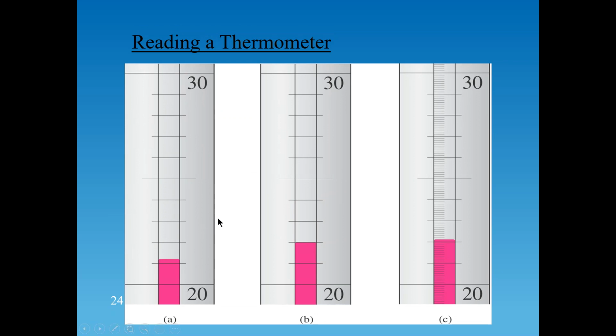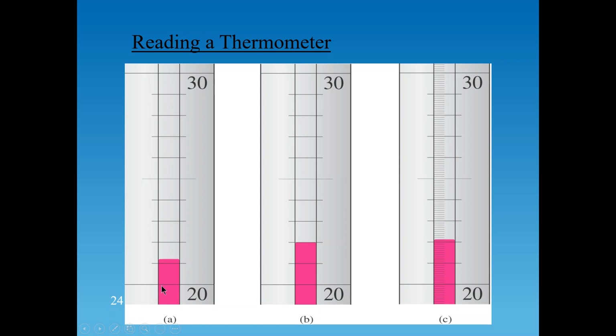Okay, so as I said before, there are 10 equal divisions between 20 and 30, which means that each division represents 1 degree. So therefore, the mercury level is above the 21 mark, right? So we know that the temperature being represented here is going to be 21 point something. So the question now becomes, what is that digit that follows the decimal point, which follows the 1 in 21?